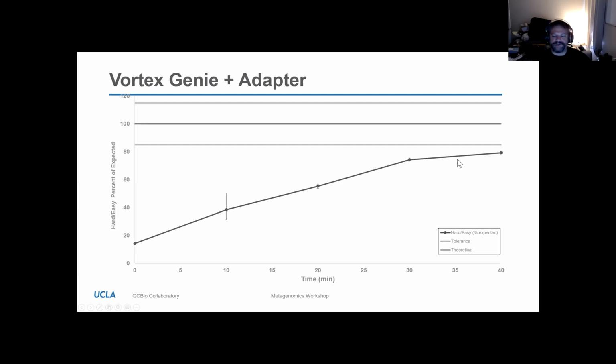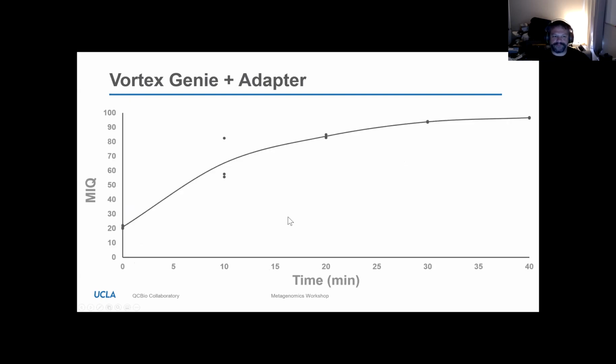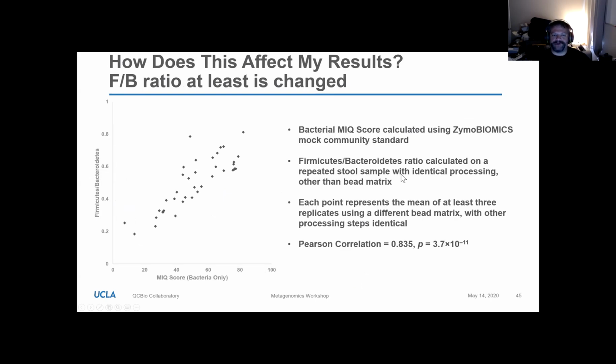So something like the Vortex Genie with the horizontal adapter, you start getting good lysis at about 80 minutes, and you get very good lysis at about 40 minutes. The nice thing is this run actually just takes about 40 minutes. So Vortex Genie is lower energy, which means less internal heat generation at any given point in time. And in fact, the heat dissipation off the tubes is enough to keep the samples from degrading due to heat or boiling or whatever else. So you basically just set these for 40 minutes and you can actually walk away. If we look at the mic scores again, we get very good mic scores at the 40-minute mark.